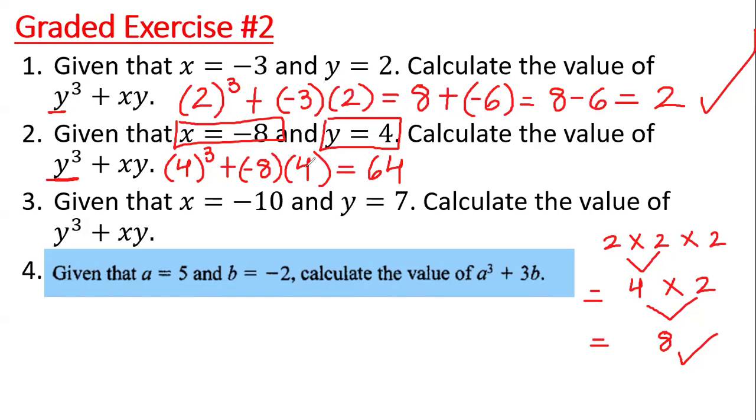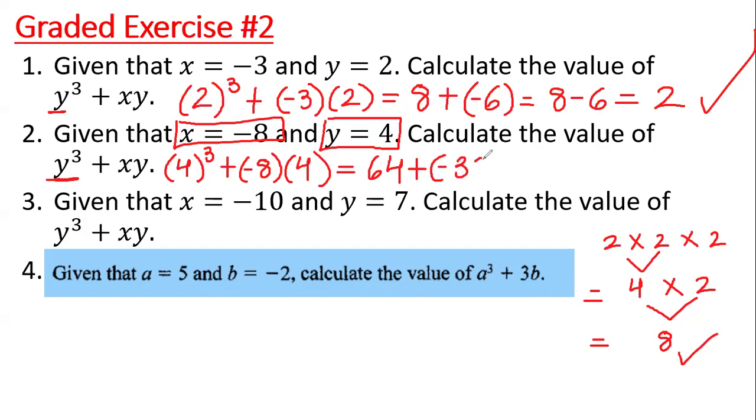Negative 8 times 4 is what? 32. I need Zateja to answer me. Negative 8 times 4. 32. Very good. But it's going to be negative 32, right? Negative 32. Yes, sir.